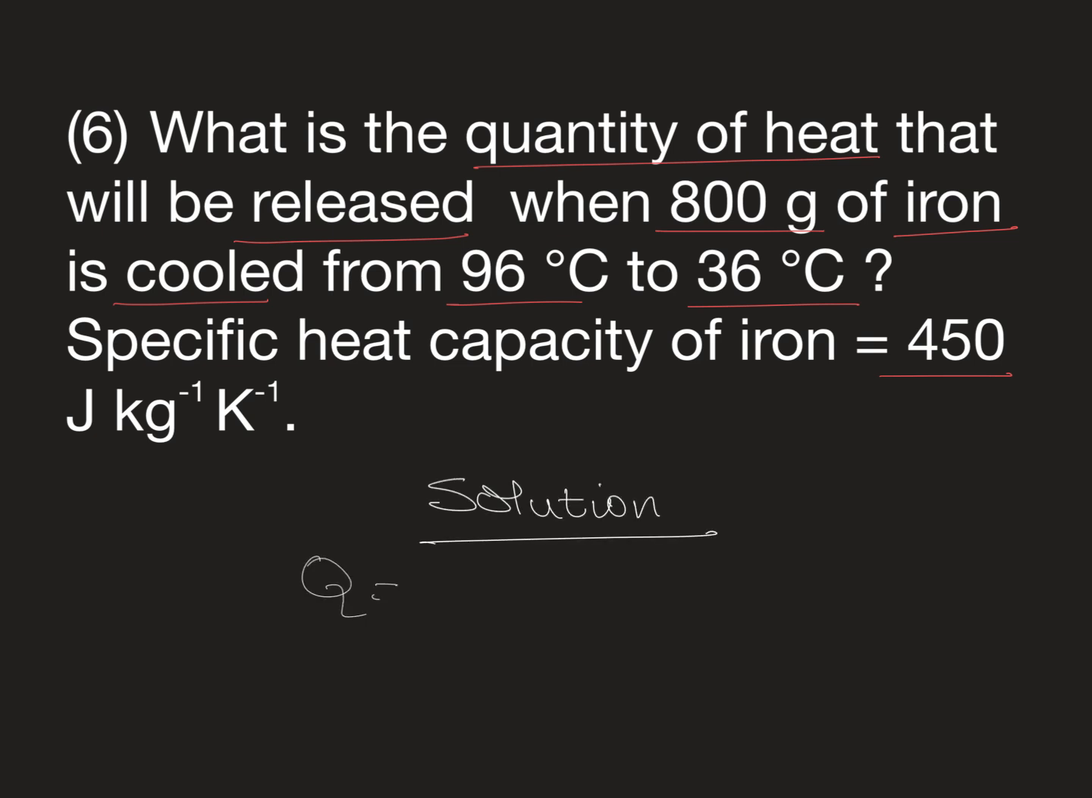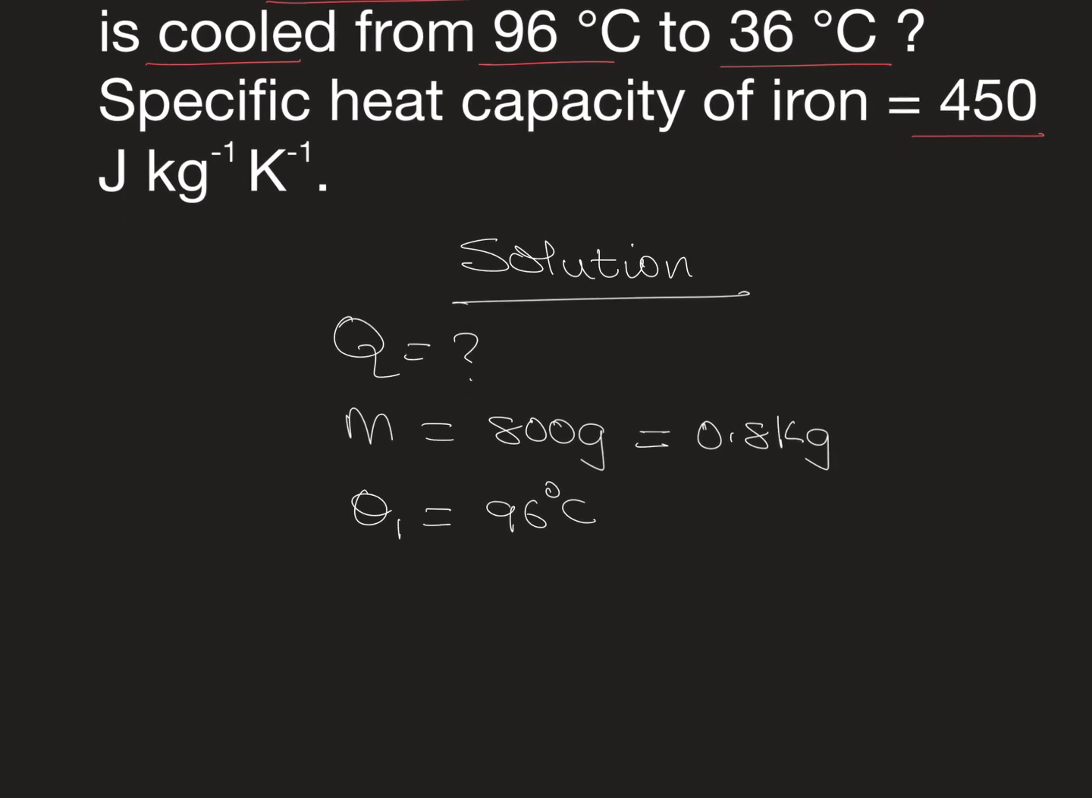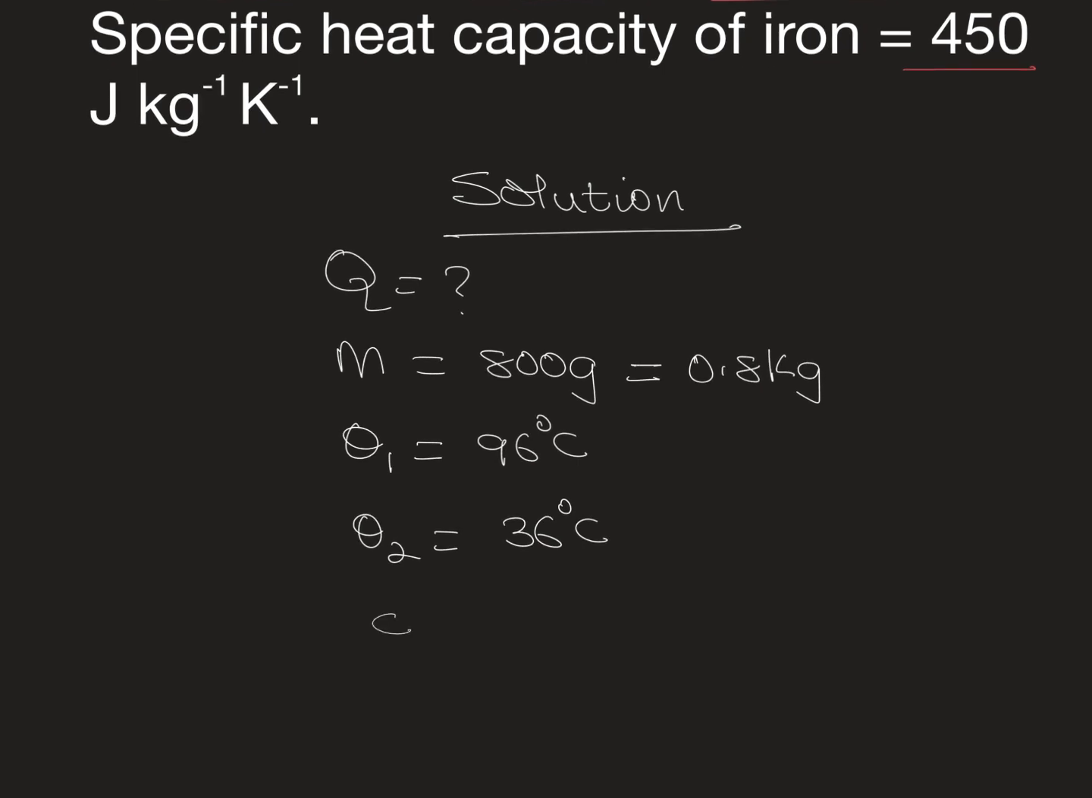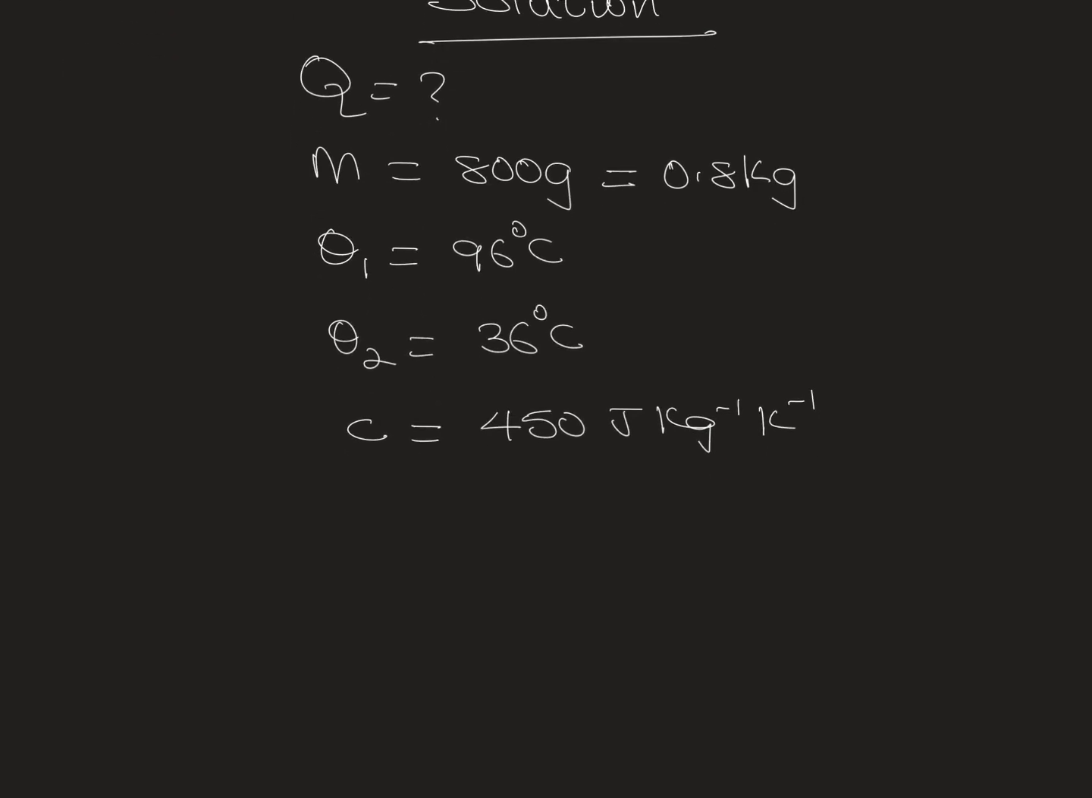We are asked to find the quantity of heat, that is Q. The mass of iron is 800 grams, that is the same as 0.8 kilograms, by dividing the grams by 1000. The initial temperature is 96 degrees Celsius. The final temperature is 36 degrees Celsius. We are given the specific heat capacity as 450 joules per kilogram per Kelvin. So we want to know Q.